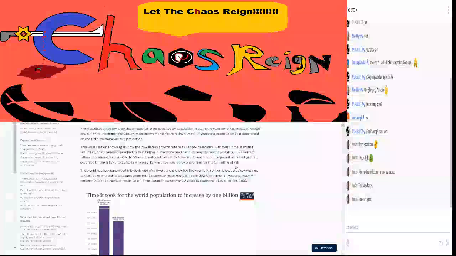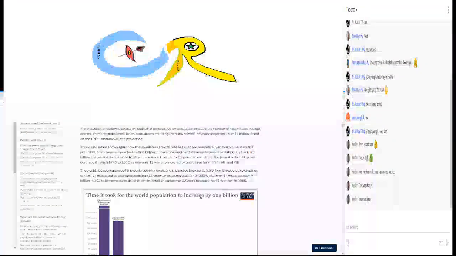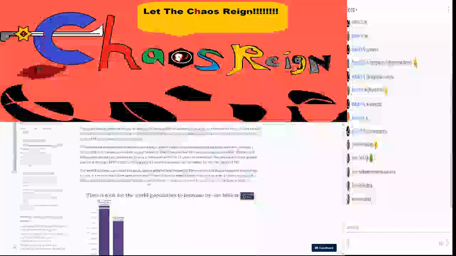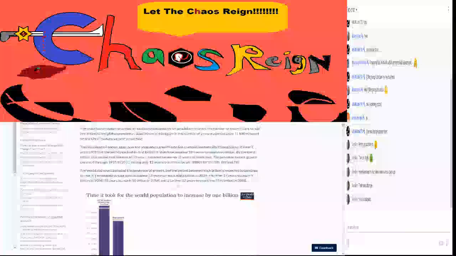And for the 5th, 6th and 7th billion, the world has now surpassed this peak rate of growth, and the period between each billion is expected to continue to rise. It is estimated to take approximately 13 years to reach 8 billion in 2024, a further 14 years to reach 9 billion in 2038, 18 years to reach 10 billion in 2056, and a further 32 years to reach 11 billion by 2080.